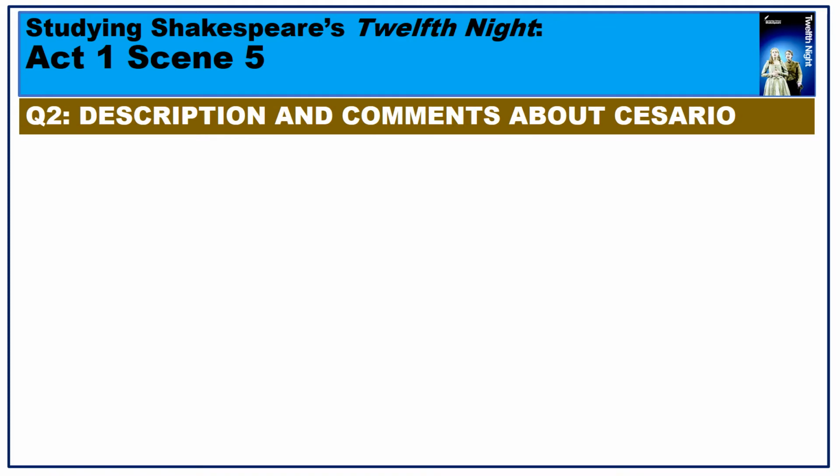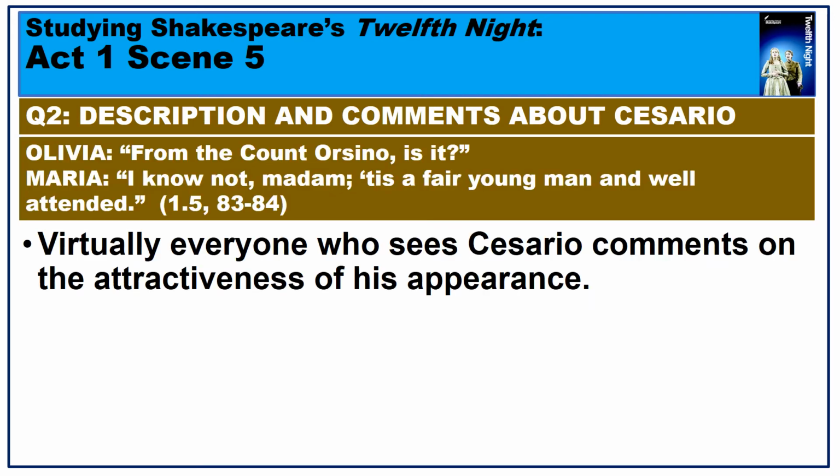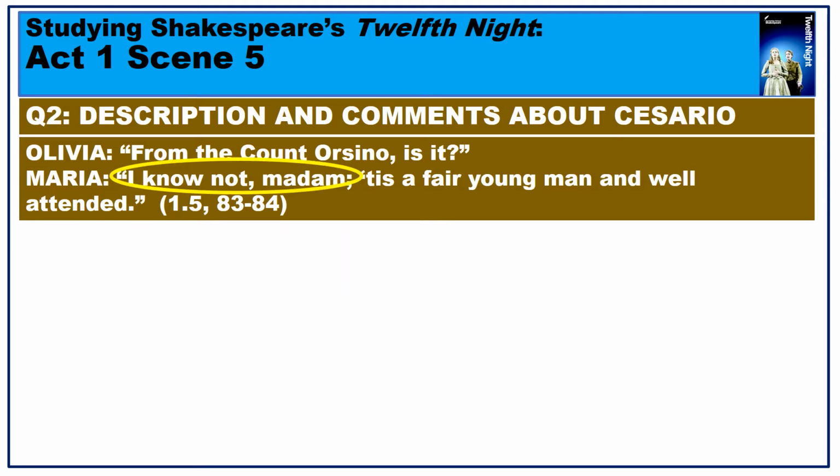Question 2. How do the descriptions and comments about Cesario before he enters develop our understanding of Viola? Well, irrespective of our own opinion of the actress playing Viola, comments from Maria and Malvolio confirm Cesario's youthful and attractive appearance. She describes him as a fair young man and well attended, so handsome and presumably accompanied by several attendants.